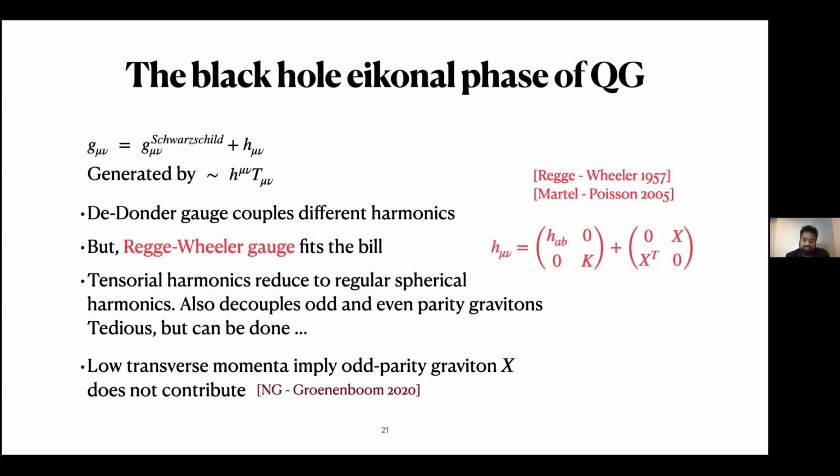Once you write your metric perturbations in this gauge, you can expand them in partial waves. The tensorial harmonics are slightly more complicated than the scalar field spherical harmonics, but one can show that all these harmonics decouple because the solution is spherically symmetric. And one can also show that as long as momenta in the transverse directions are small, the odd parity graviton does not contribute. So you can now write an effective theory, which is like a Kaluza-Klein tower, an infinite set of 2D effective theories, one for each partial wave.